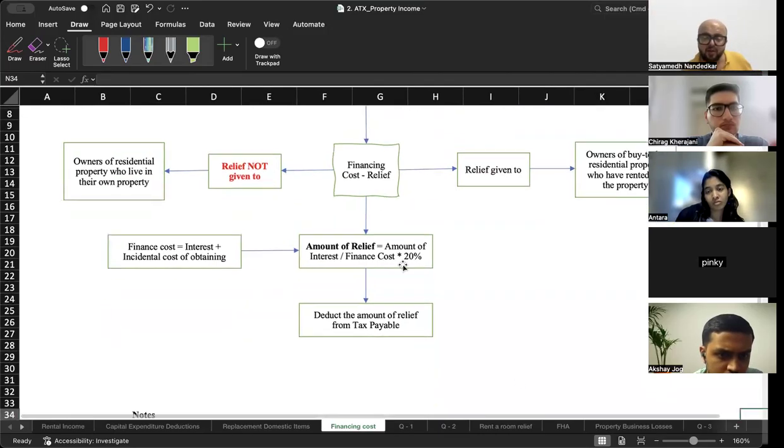How is relief calculated? Amount of interest or finance cost into 20%. Whatever is the finance cost into 20%, deduct the amount of relief from tax payable. So here you are not deducting this from total income. You are deducting this from tax payable. And what is finance cost? Interest plus incidental cost of borrowing. So processing fees and all of that will also be included.